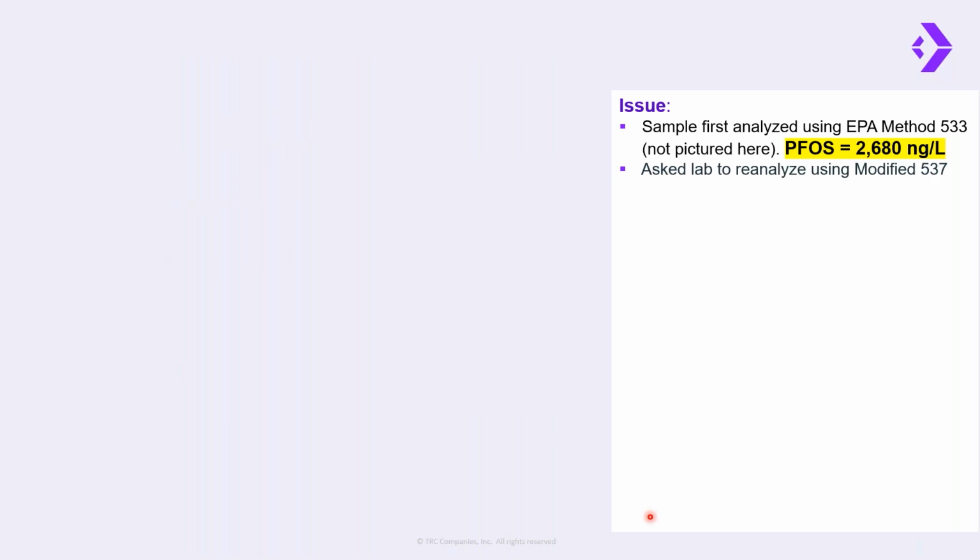So we asked the lab to reanalyze this sample using EPA method 537 modified. So again, it was using isotope dilution like EPA method 533, but also now using confirmation ions, which, as we discussed, is another layer in assuring the accuracy of the identification of a specific PFAS chemical.